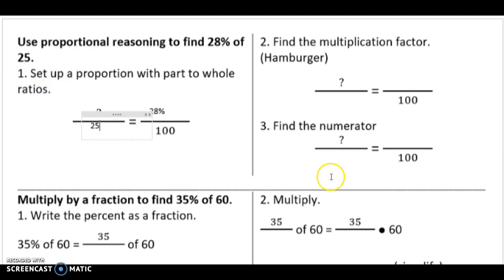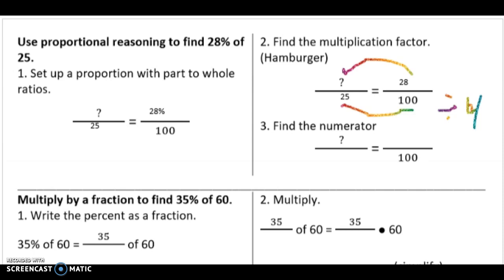So on the bottom of that fraction, we'll have 25. So we're trying to find this part up top. Alright, so find the multiplication factor. That means we need to hamburger. So again, I want us to write the 28 over 100, and then the whole that is given is 25. So we need to find out how to go from 100 to 25, and that's dividing by 4.